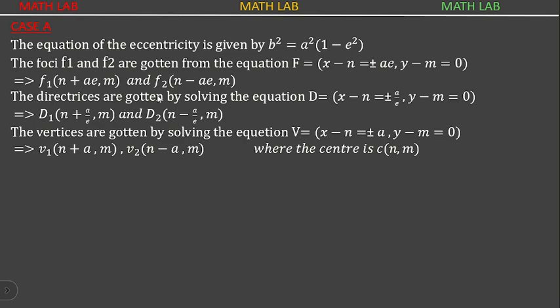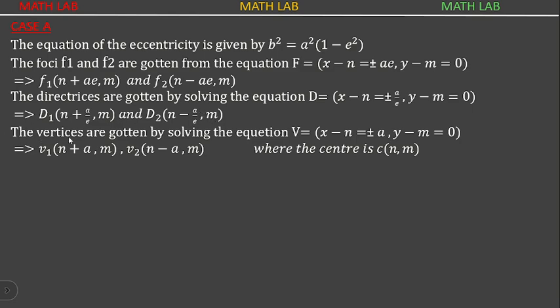Now the directrices are gotten by solving the equation G: x minus n equals plus or minus a over e, and y minus m equals 0, for the first case. This implies that the first directrix d1 is (n plus a over e, m), and the other one, d2, is (n minus a over e, m).